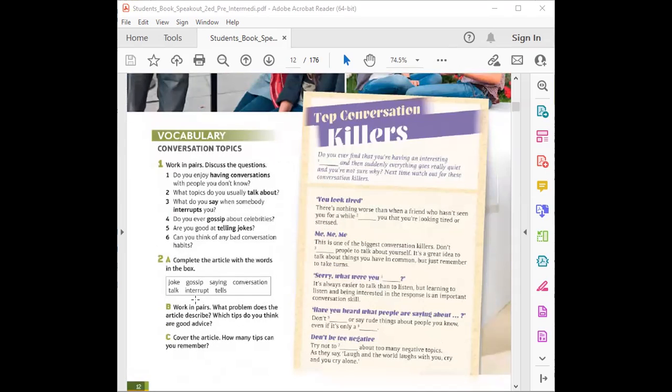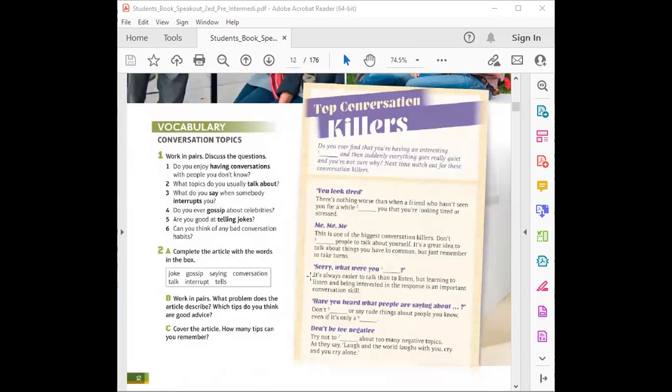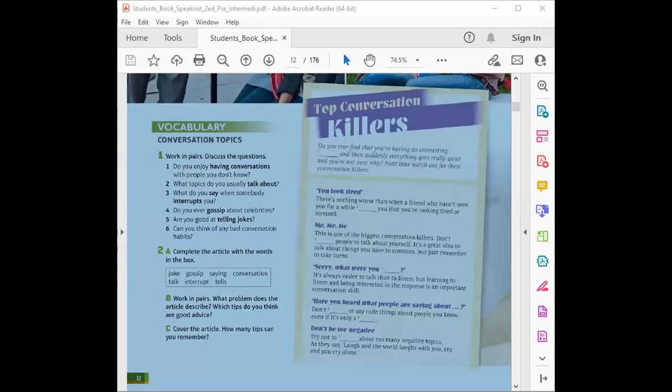Now, here we have some words. We have joke, it means when you say something funny; gossip, to talk in a bad way behind someone else; saying; conversation; talk; interrupt; and tells. Here we have a short passage, and you have 7 gaps. I want you to put these words in their correct gaps, and then we will read together. Go ahead, guys, please do it.